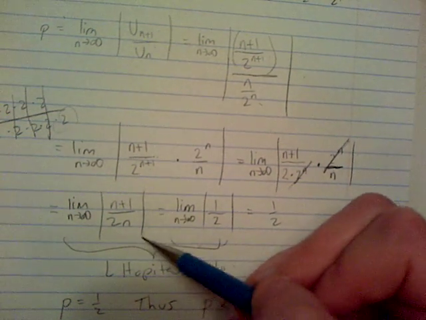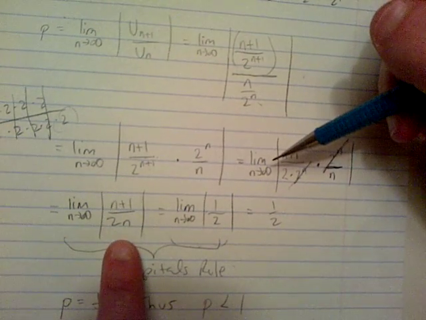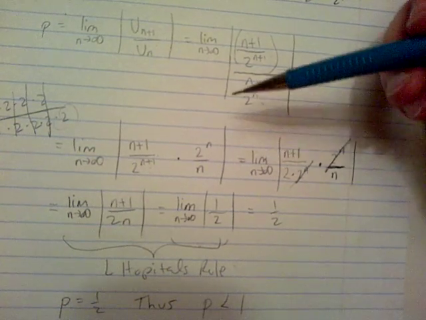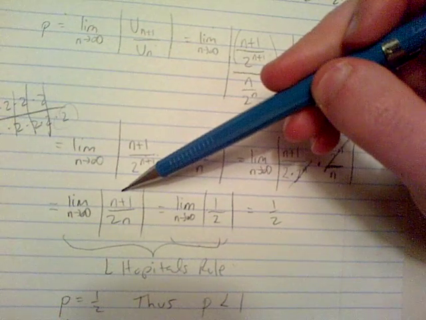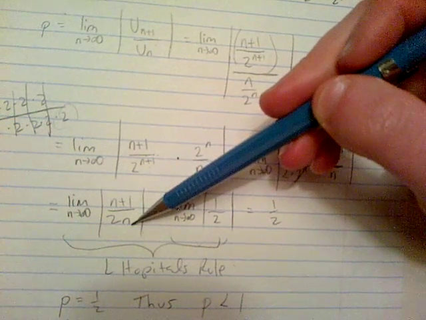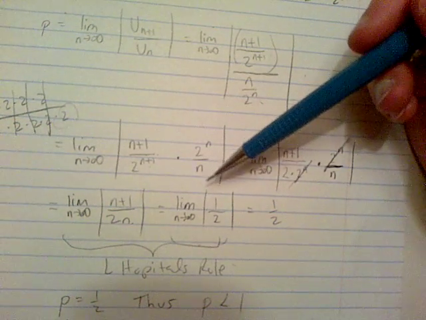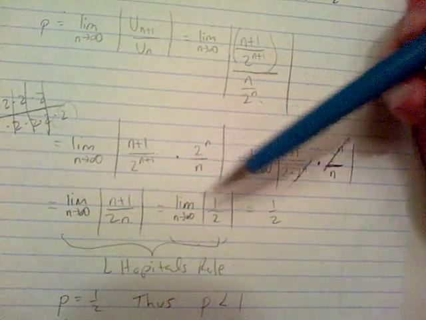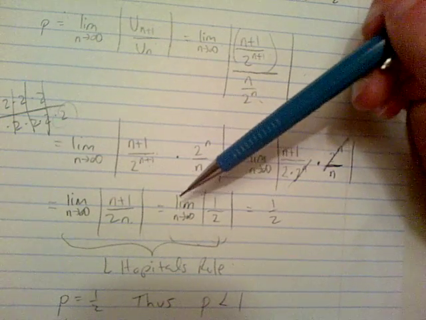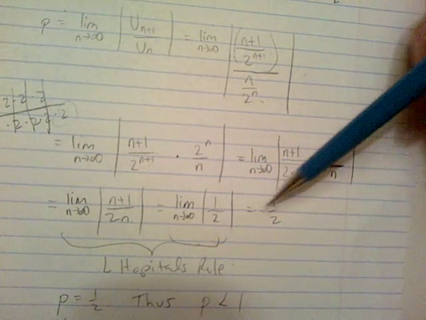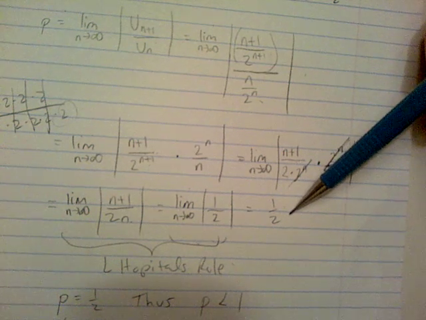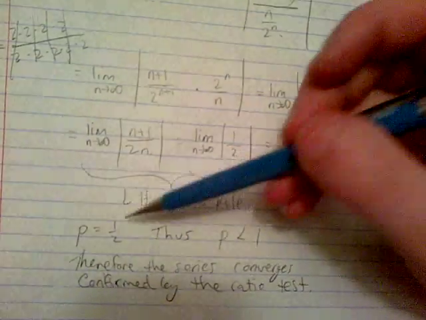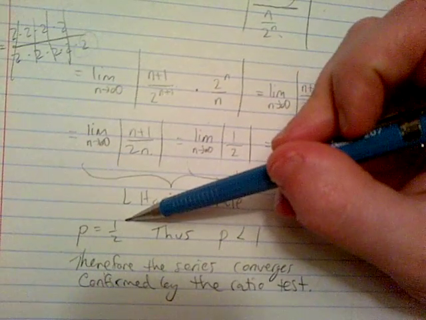ending the absolute value. Okay, so with this, using L'Hopital's rule, we could find the derivative of this term and the derivative of this term, and then find the limit. So basically, the derivative of n plus 1 is just 1, and the derivative of 2n is just 2. Therefore, we're finding the limit as n approaches infinity of 1 over 2, which is equal to 1 over 2. So therefore, the limit, which is equal to p, is equal to 1/2.